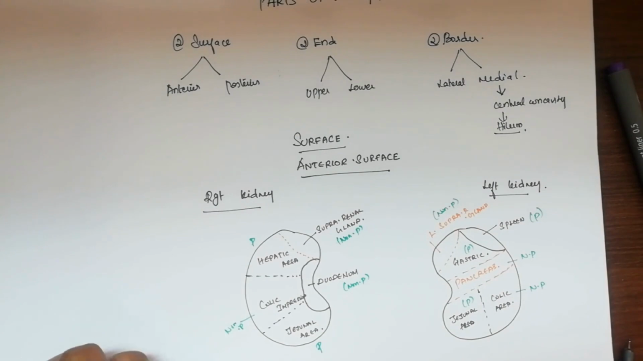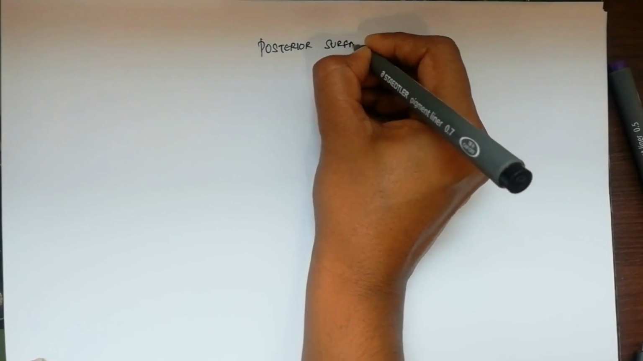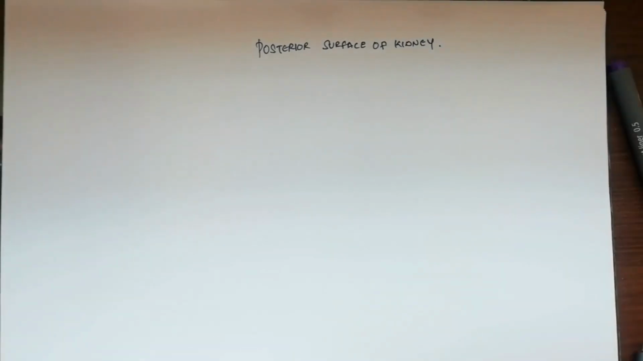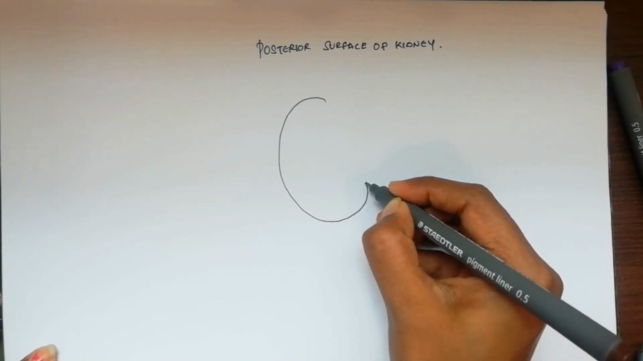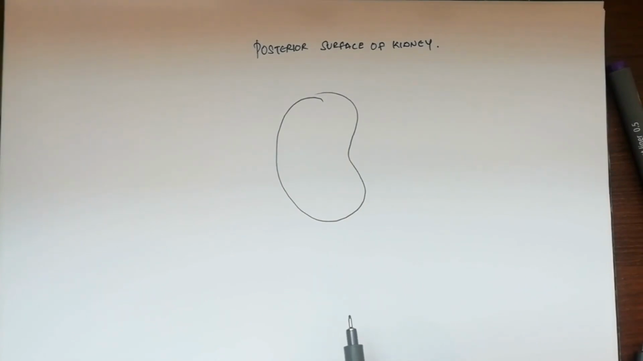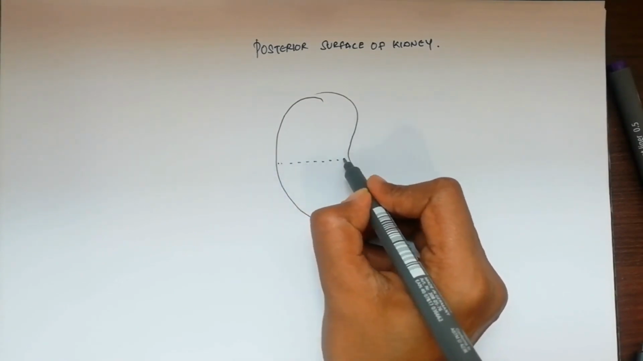Now we will move on to the posterior surface of the kidneys. So the posterior surface of the kidney we are going to see. As I said before, this posterior surface is common for both right and left kidney, so we will see it in one organ, that is enough. If you are taking the right side kidney, we have the same relations for the left side also in the posterior aspect. So we are dividing this into upper area and lower area.